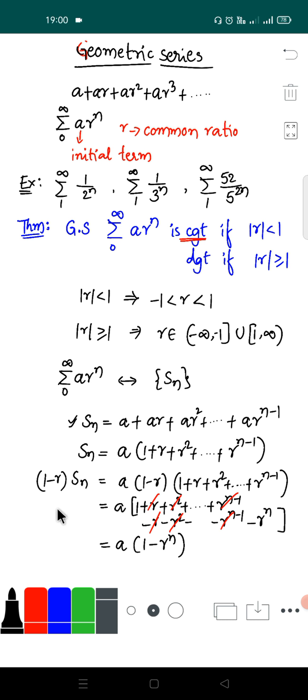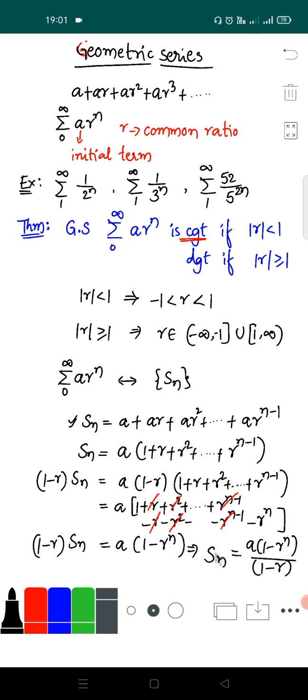So this is our 1 minus r into Sn. So our Sn is, from this we form the Sn as a into 1 minus r to the power of n divided by 1 minus r. So that is our Sn, the nth term in the sequence of partial sums of the geometric series.